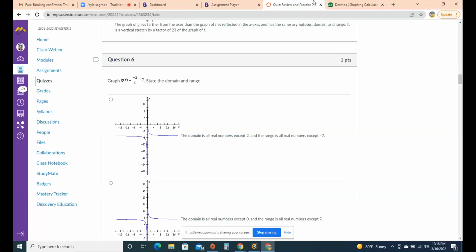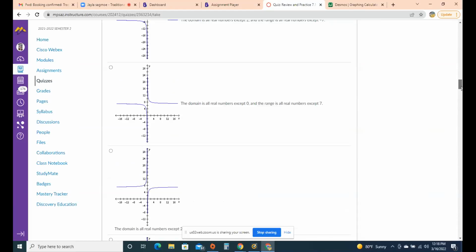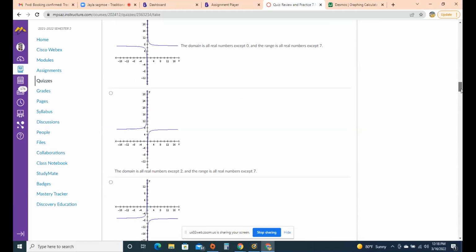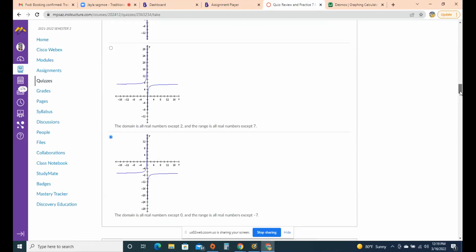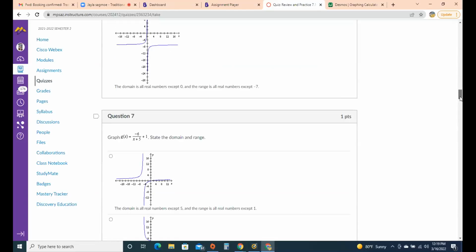So see how that one's moved down but it's not in the right quadrants. The next one is moved up. That's no good because we want it to move down. The next one, letter C, is moved up also. So it must be letter D. And you really don't need to talk about domain and range, but we'll get into that when it does matter for these problems.